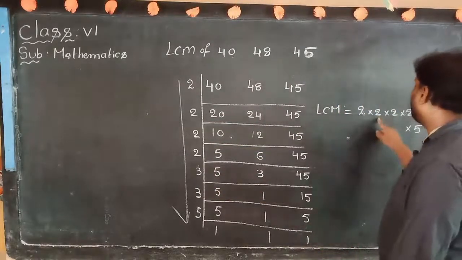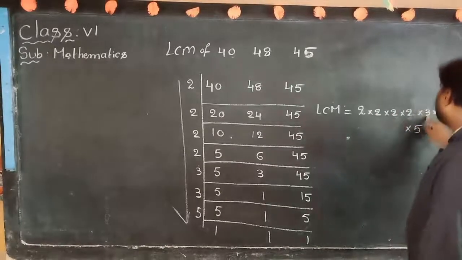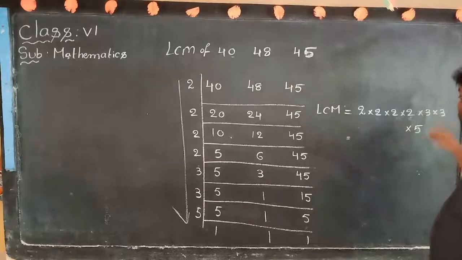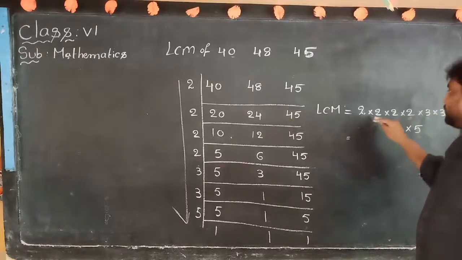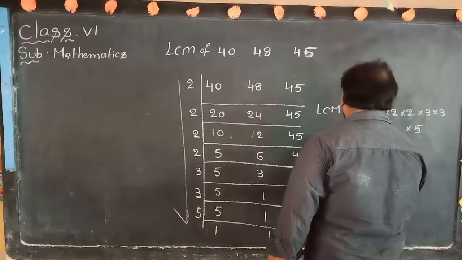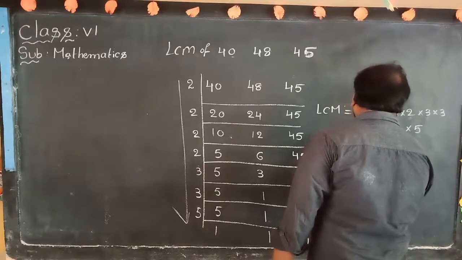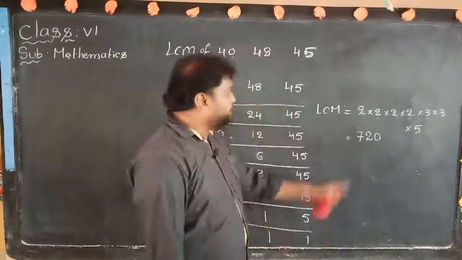Multiply 2 2 jar 4, 4 2 jar 8, 8 2 jar 16, 16 3 jar 48. Okay, otherwise with 5 is there, no. First 5 2 jar 10, 10 2 jar 20, 2 2 jar 40, 4 2 jar 80, 8 9 jar 720. Way of multiplication also important. Okay, see first 5 is there.